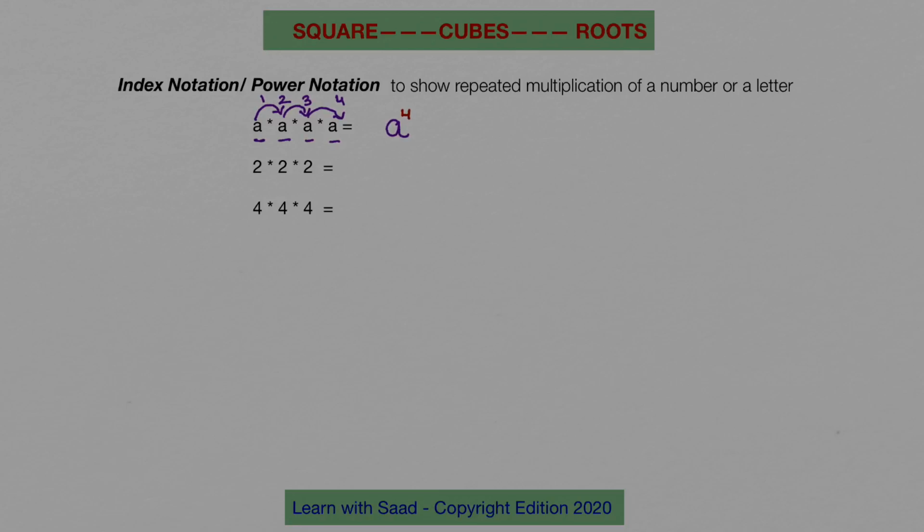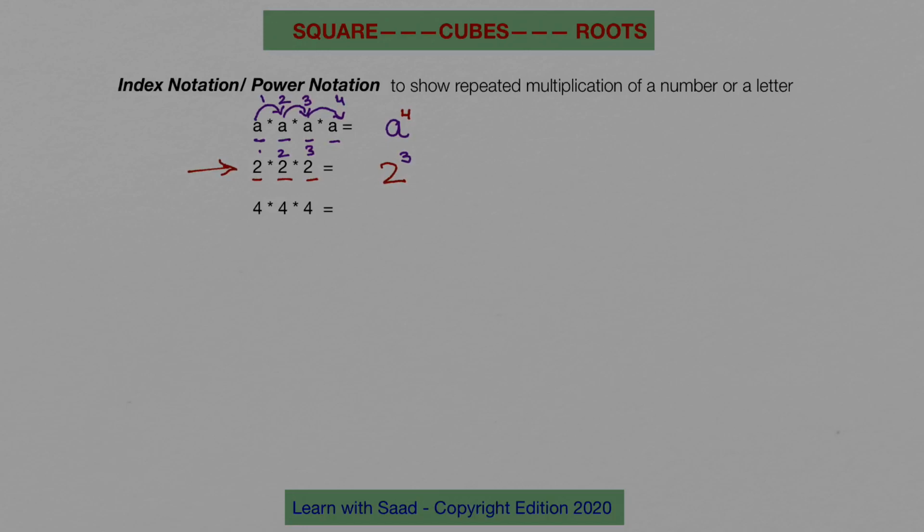Now let's come on to the next example. We're going to follow the same pattern or method. First we write 2 as a large number, and then we see how many times we times 2 with itself. 1, 2, 3 times. So we write 3 on the top as its power.